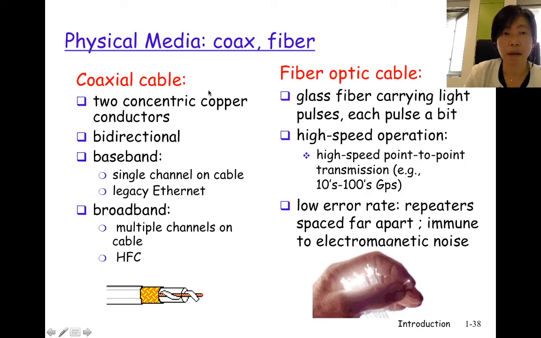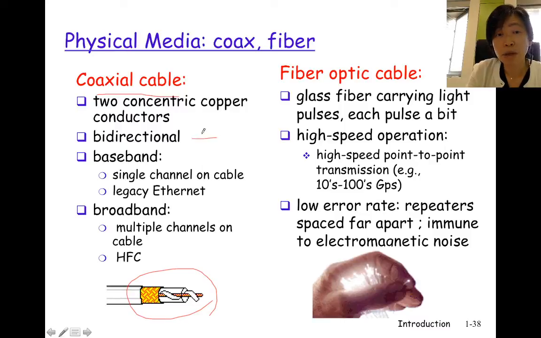And the next one is the coax cable. This is still copper. The way it's bundled into the cable is actually two layers, concentric, one within another, so it looks more like what the picture is showing here. The cable modem's cable, if you cut it open, looks exactly like this.